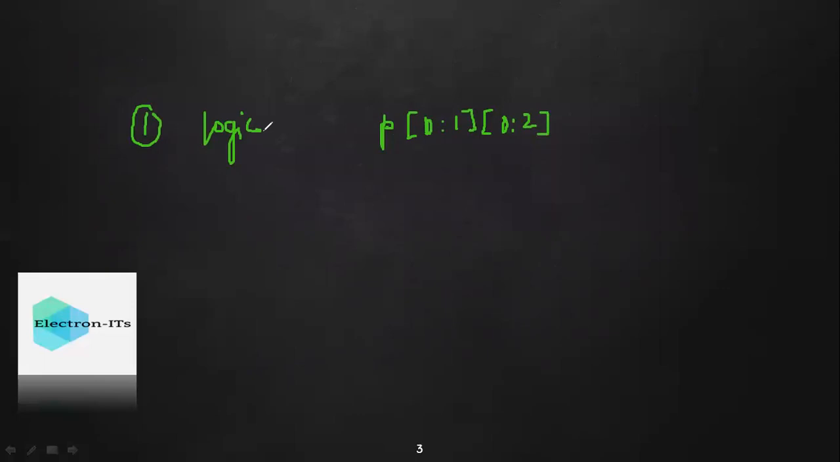So this is the unpacked section, and in the packed section it has 3 to 0 or 2 to 0. So p is the name of the array, and it has unpacked and packed. First you have to focus on unpacked as discussed earlier. This unpacked section you have to focus on first, and then the packed section.